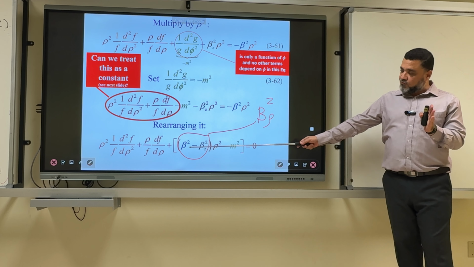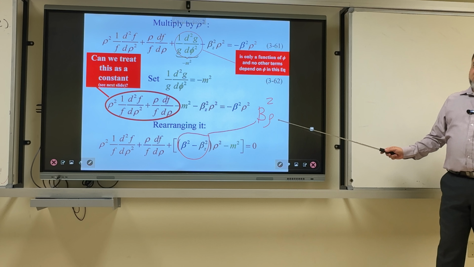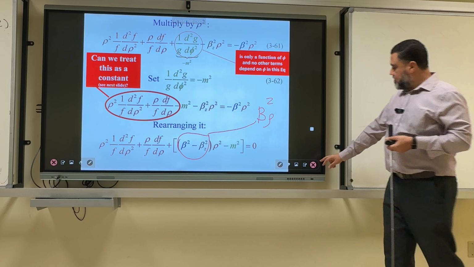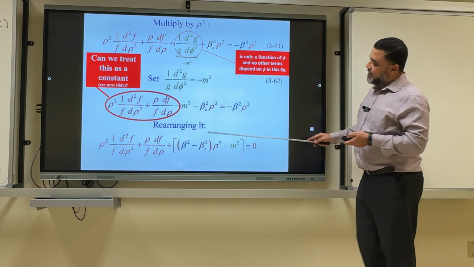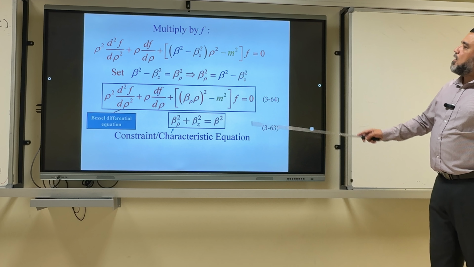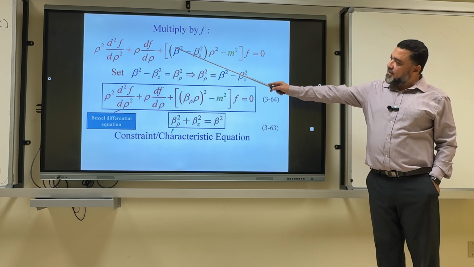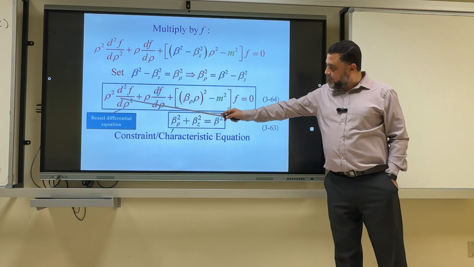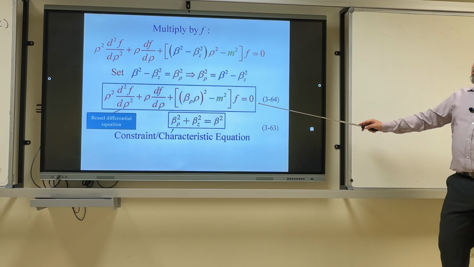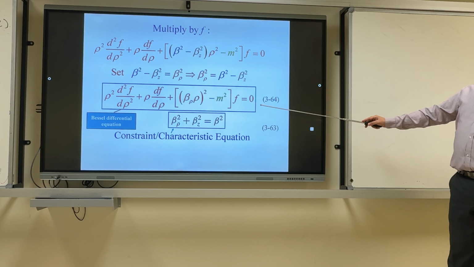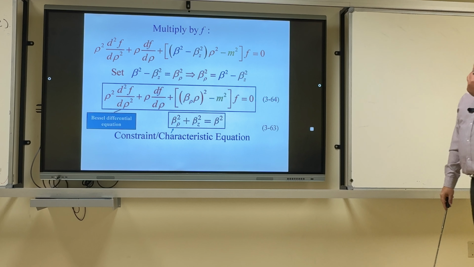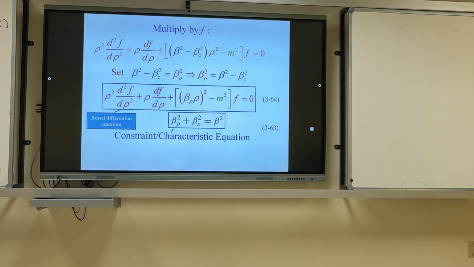So the beta vector will have two components, beta z and beta rho. We don't have beta phi, because there is no wave propagation along phi. And here I have rho square minus m square, so the equation can now be simplified. I can replace beta square minus beta z square by beta rho square. So the equation will be like this, which is the same as a Bessel differential equation. We can solve it using the standard solution for the Bessel differential equation based on Bessel function or Hankel function.